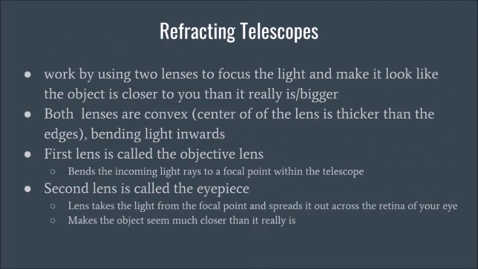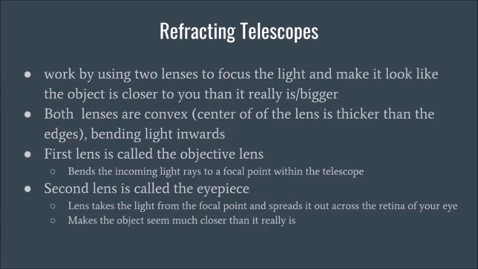Continuing on from the film and going more into refracting telescopes. Refracting telescopes work by using two lenses that focus the light and make it look like the object is closer than it really is. Both lenses are convex, which is going to be important in contrasting refracting telescopes versus a reflecting telescope. In the refracting telescope, the first lens is called the objective lens, and it bends the incoming light rays to a focal point within the telescope. The second lens is called the eyepiece, which is where you look into the telescope, and where Carl is sitting looking up into the eyepiece.